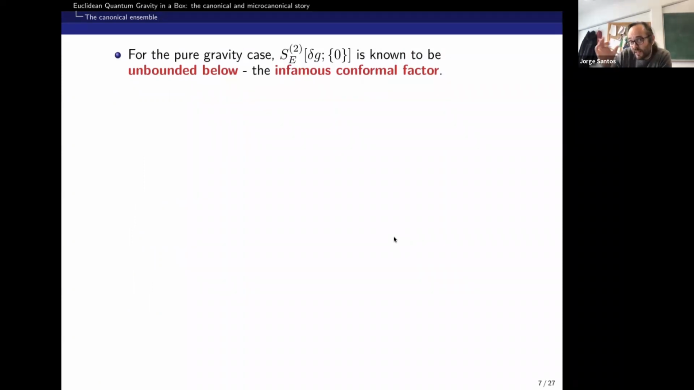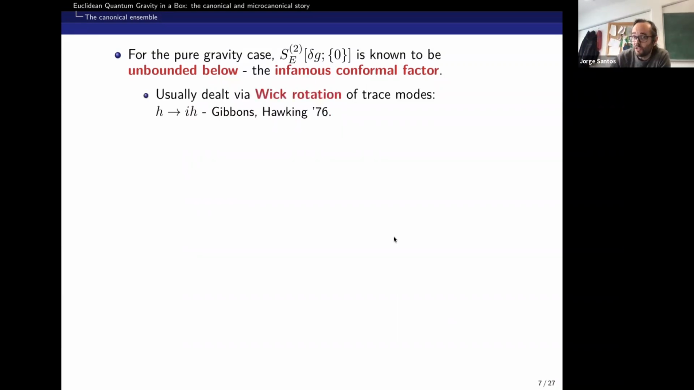Okay, you study that second order piece, and you find that the trace modes, which are the modes associated with conformal transformations, just diverge. And what this gentleman said we should do is to just Wick rotate. Send H to iH, then everything will converge.